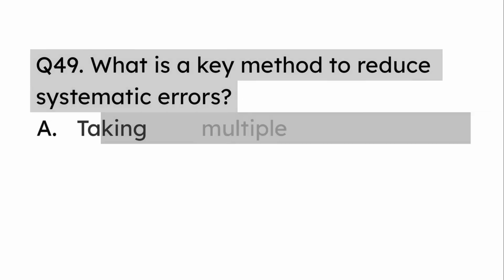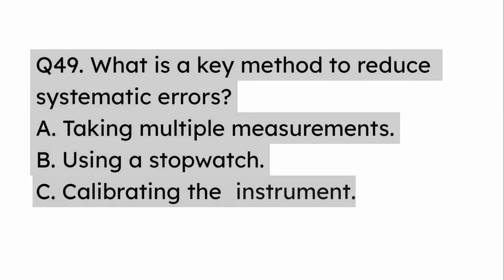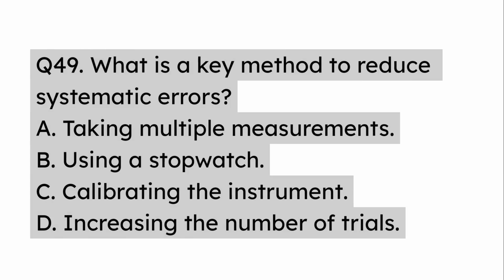Q49. What is a key method to reduce systematic errors? A. Taking multiple measurements. B. Using a stopwatch. C. Calibrating the instrument. D. Increasing the number of trials.